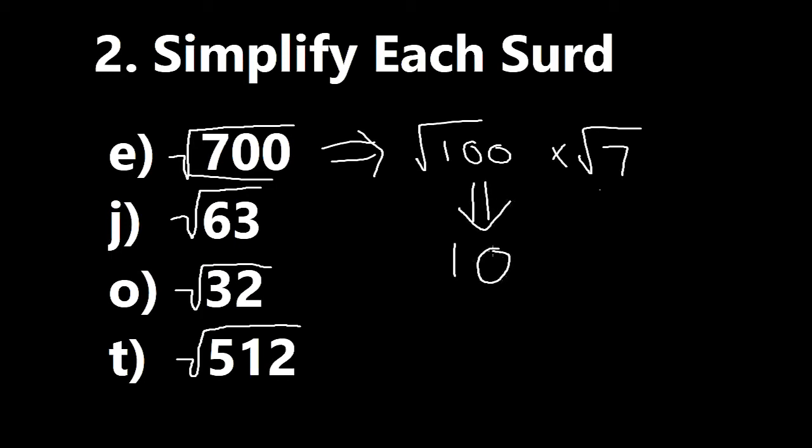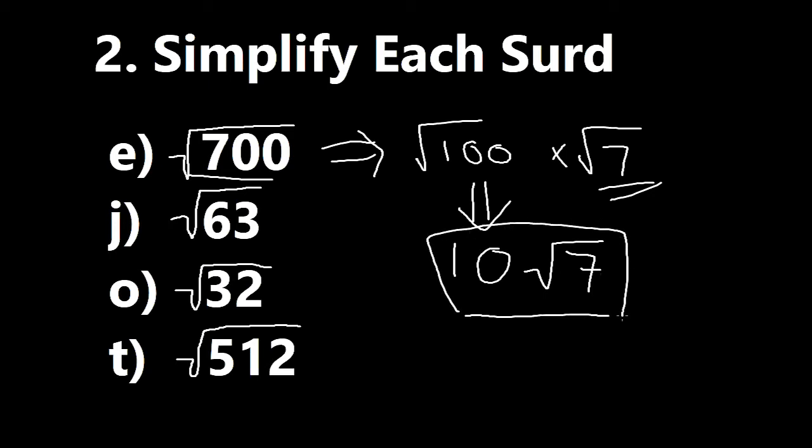Now this 7 here, that's a prime number. It doesn't have any factors, so we can't break it down any further. So that's going to stay as 7. So we have 10 root 7 as our simplified form there.